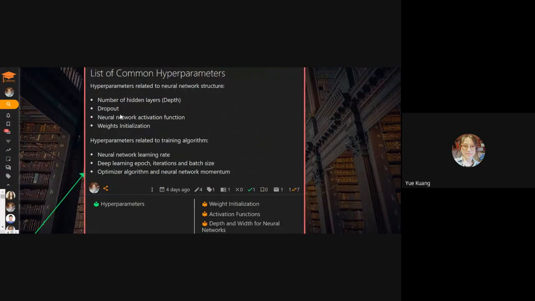Since some of these hyperparameters we have already introduced, I will not cover them here and will just move on to the hyperparameters that we haven't introduced previously. So the first is the number of hidden layers, the depth.